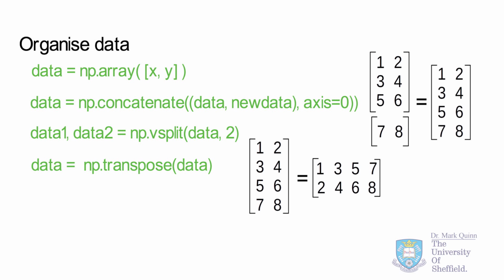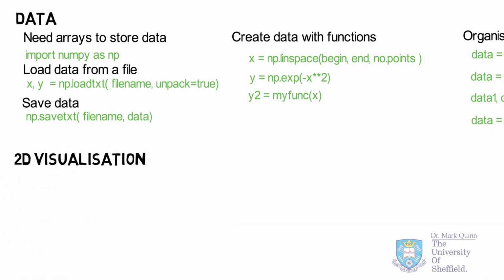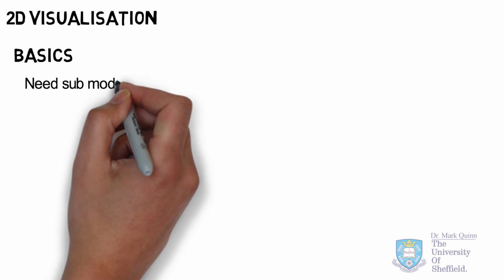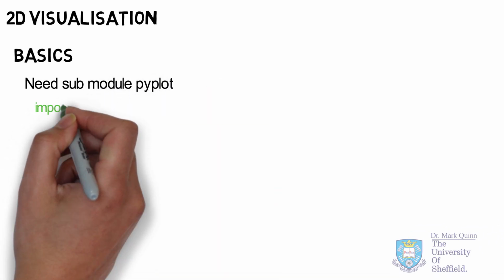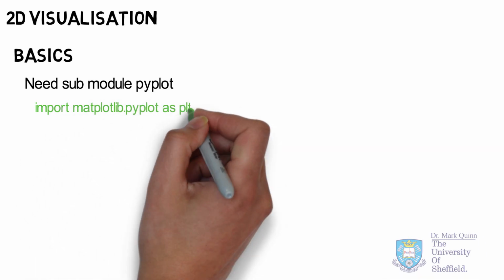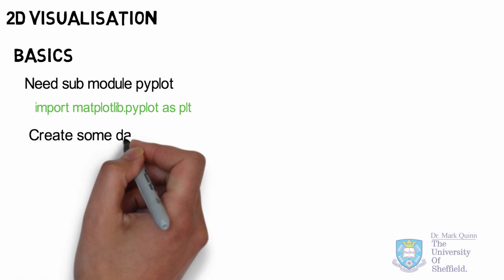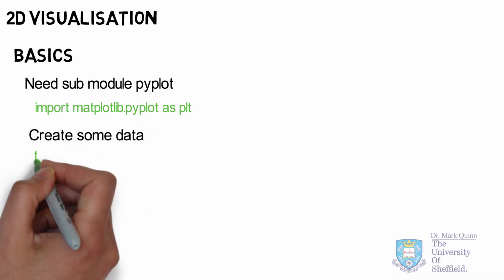Once we are comfortable storing our data in arrays and manipulating those arrays, we can start looking at visualizing the data. To begin, we will look at 2D visualization. And for all our visualization needs, we will use the module matplotlib, which contains pyplot. And pyplot here is imported as plt. And for an initial example, we'll create some data for a projectile motion.